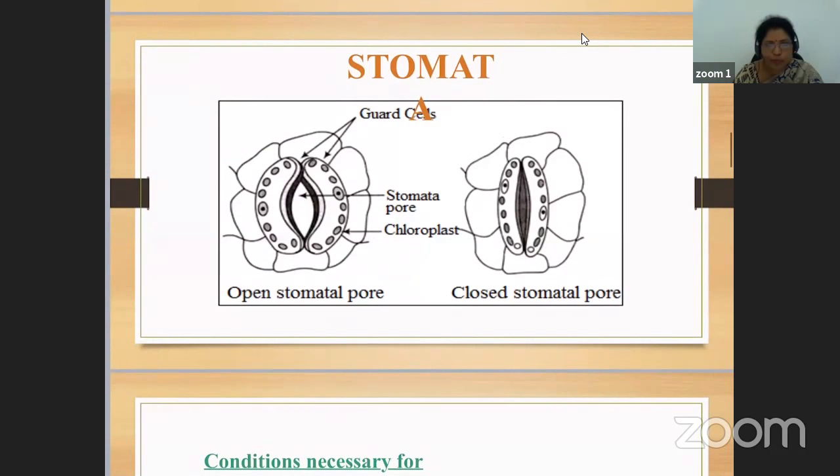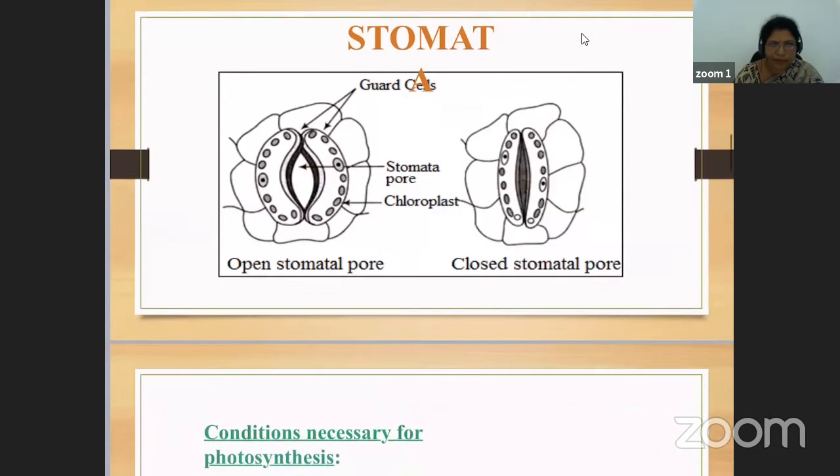Stoma is the pore, which is... if the plant needs oxygen during performing of photosynthesis, stomata or stoma will open. You can see two pictures here, opening of the stoma, as well as in the second picture, you can see the closing of stomatal pore or stoma.